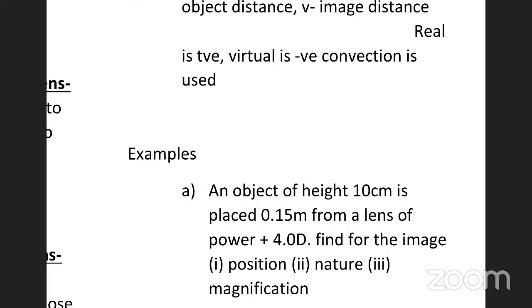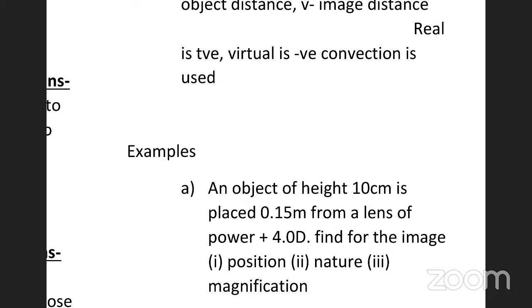Here we have a small example. You could just try that quickly. Today could be a short class if we finish up fast. We could finish before 6:30, if you all work fast. Find those 3 things there, please. Find the position, nature, and magnification.